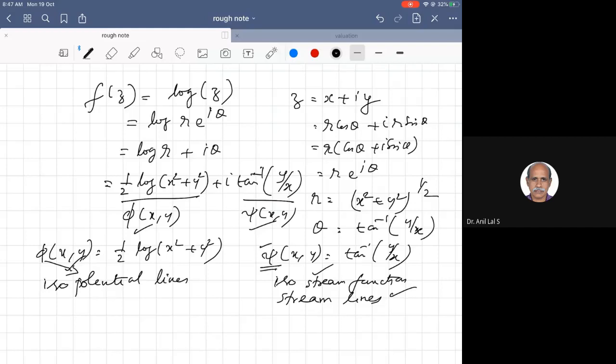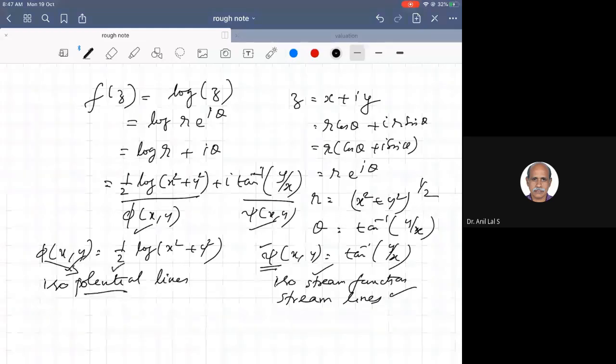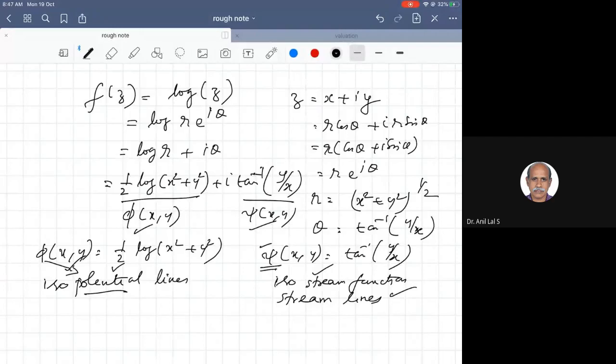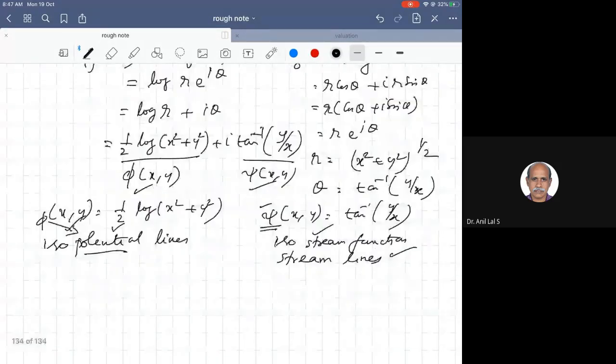With respect to isopotential lines, the fluid will be flowing across potential lines, that is, normal to the potential line. Suppose you have an isopotential line, the fluid flow at that point will be normal to the isopotential curve. So like that we can identify the flow.